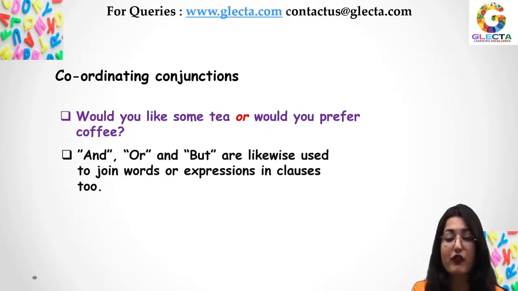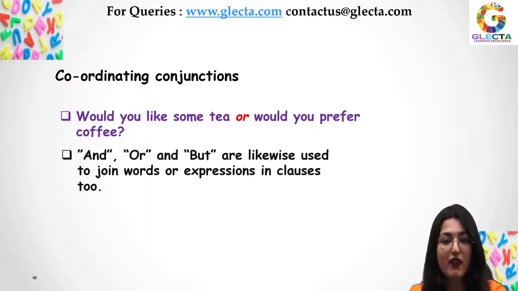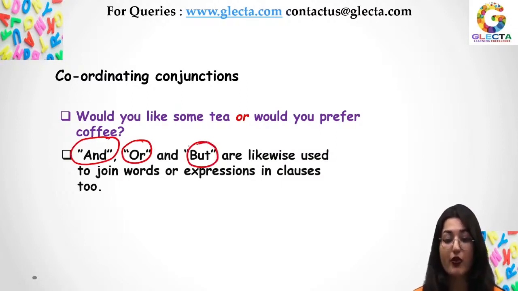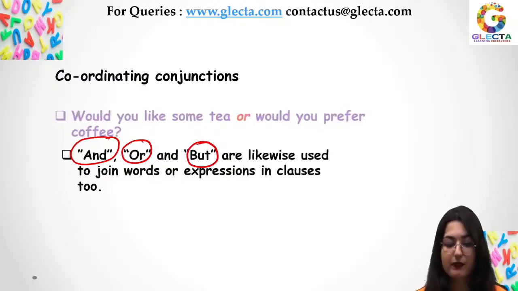Would you like some tea, or would you prefer coffee? Tea and coffee probably belong to the same family and are of the same weight, beverages. So, would you like some tea, or would you prefer coffee? And, or, and but are likewise used to join words or expressions in clauses too. So there are two uses of it.